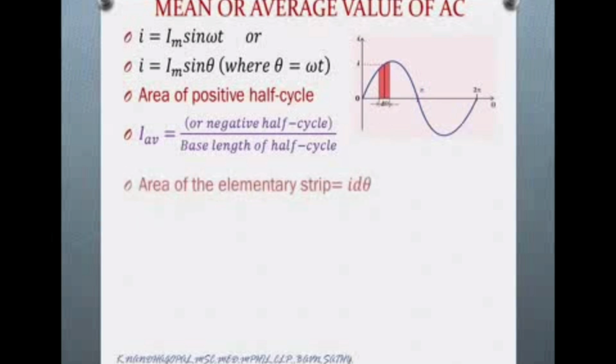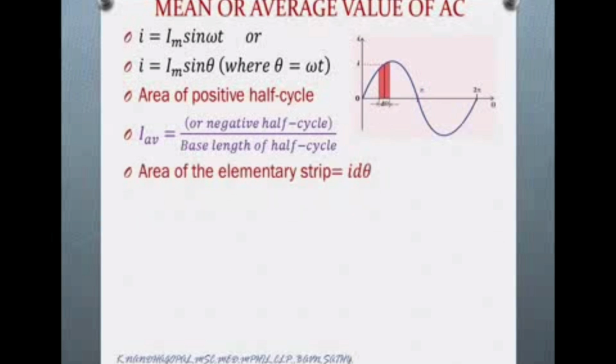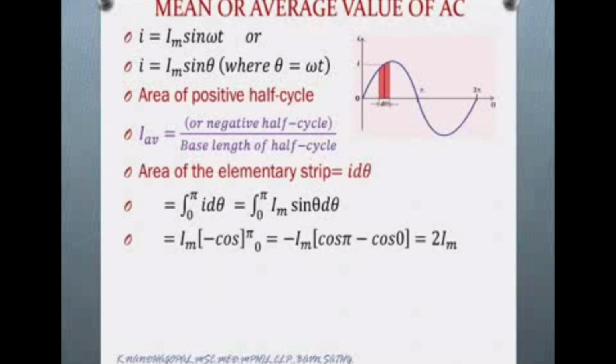Then the area of the element strip. We take only a small amount of area. That small area equals I into d theta. When you multiply the current and d theta, you get that shaded rectangular region. So I into d theta is here. I is the flow of current, and already we know that I equals Im sin theta. Substituting that value, we integrate on that side.